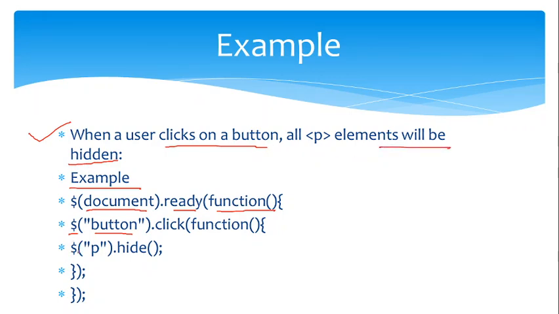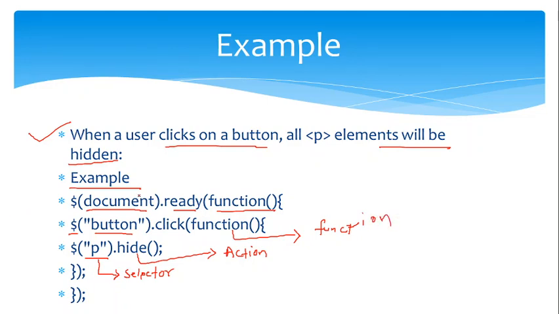So what am I writing? $("p").hide. Okay, $("p").hide. So what is this p? P is the selector, and this hide is an action, and this is a function.